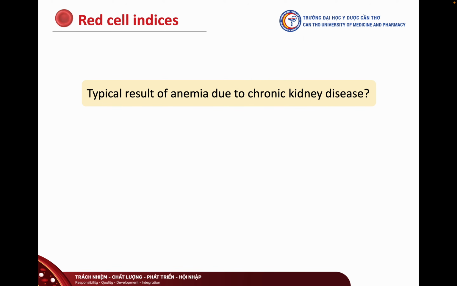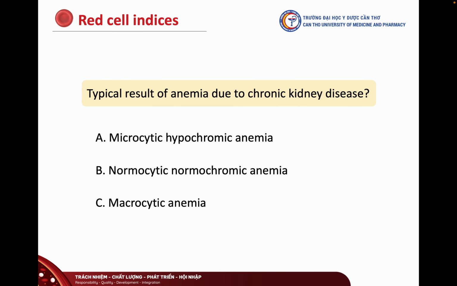Let's pause for a quick check. Think about what we discussed so far. What type of anemia is typically seen in chronic kidney disease? Look at the three options on the screen and think about the answer.